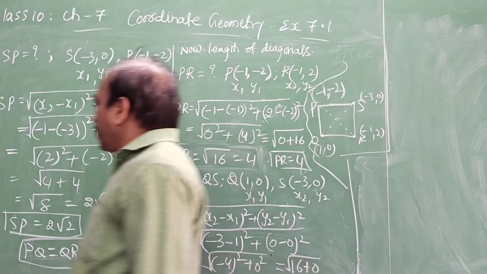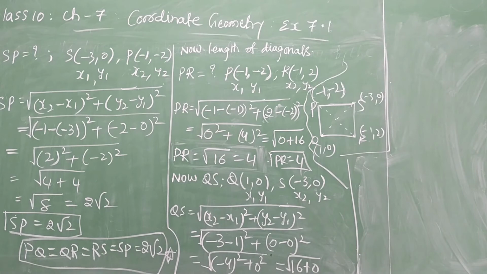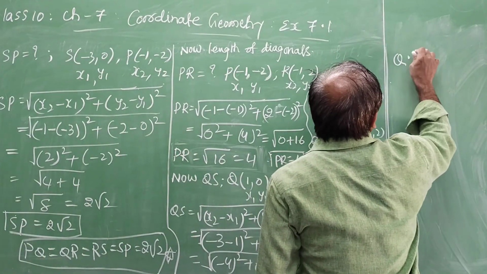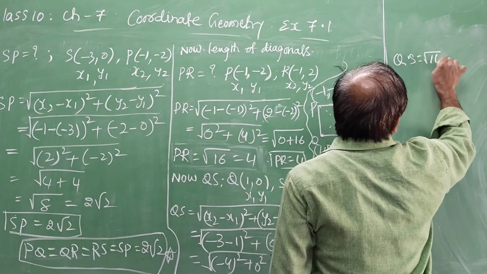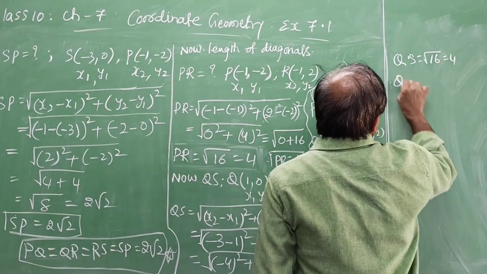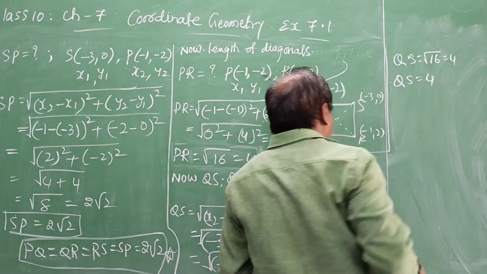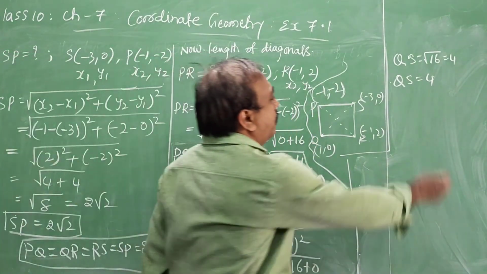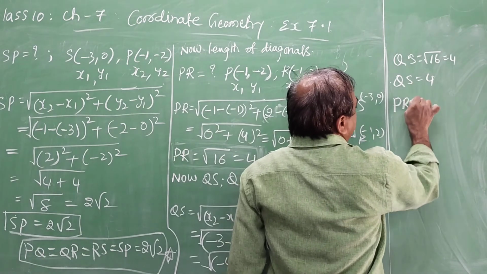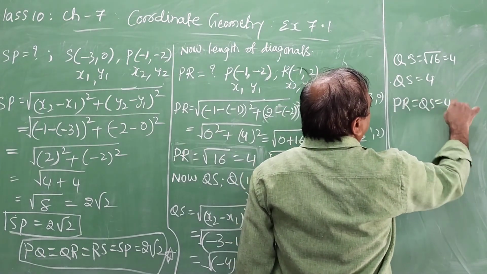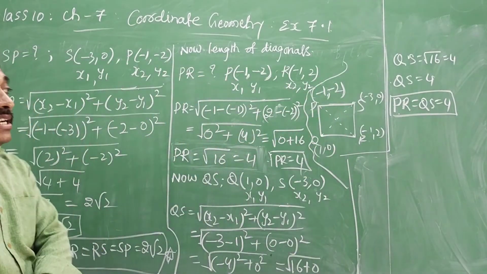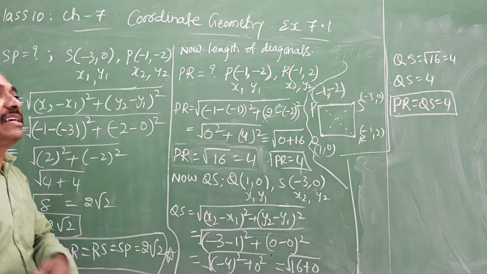So here we get 16 plus 0, QS is equal to root 16, which is equal to 4. So QS is equal to 4. That means both the diagonals, PR is equal to QS is equal to 4 units. So what can we say now? All sides are equal and diagonals are equal.